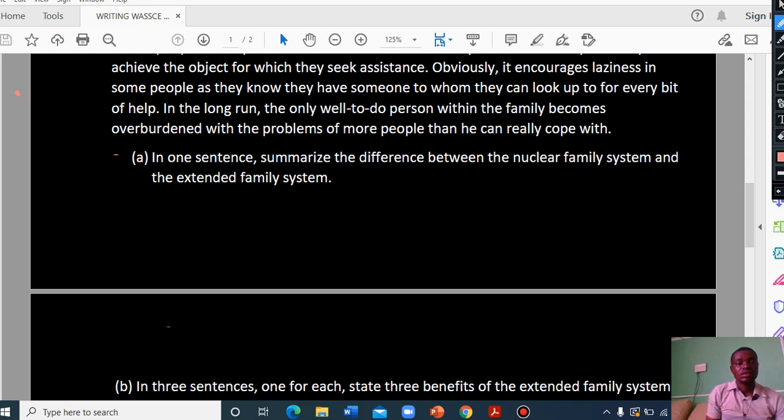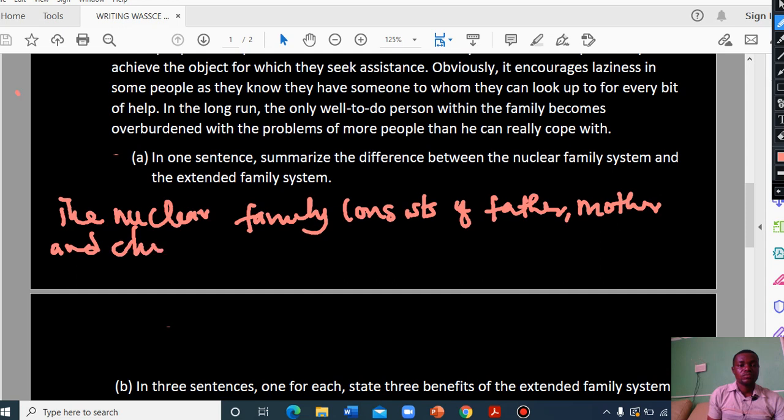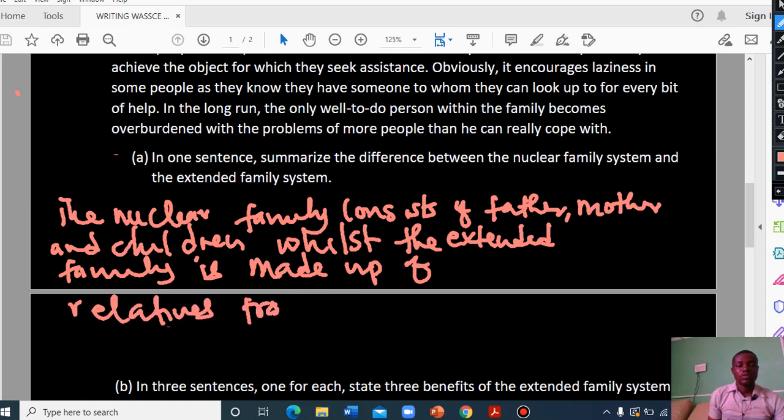We can state it as: the nuclear family consists of father, mother, and children, whilst the extended family is made up of relatives from father and mother.